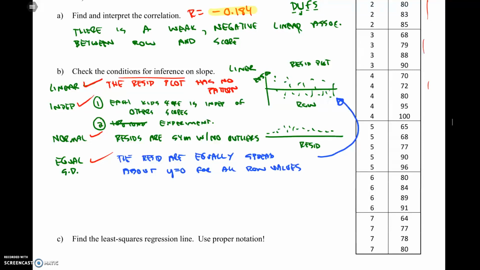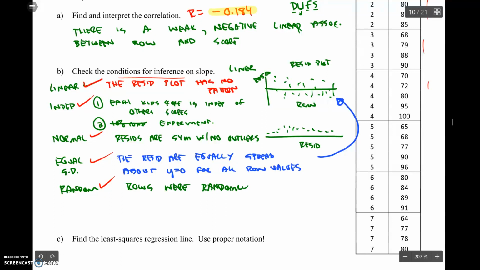Okay. Last one, R, random. Remember, this is an experiment, so don't say random sample. Rows were randomly assigned to the subjects. So, the conditions all check out.